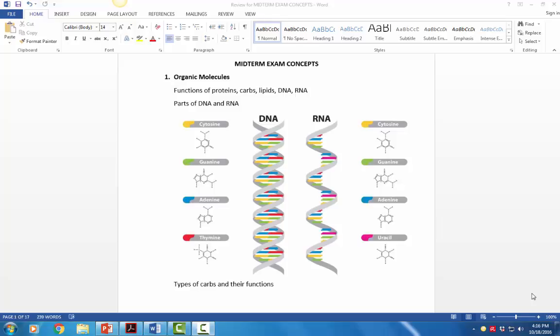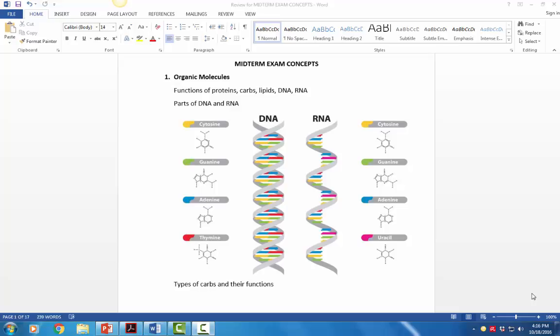So this is a quick review of the major concepts we've discussed up to this point in the semester. These concepts will be tested on the midterm exam, which is 50 multiple choice questions, and it covers the 5 units that we've covered so far this semester, starting with the organic molecules and ending with the nervous system.